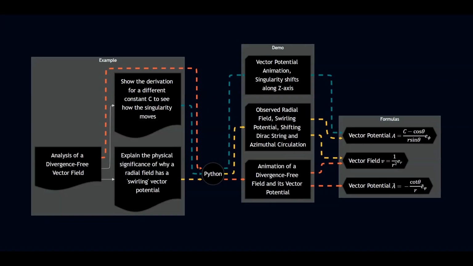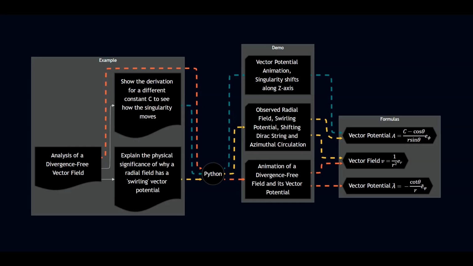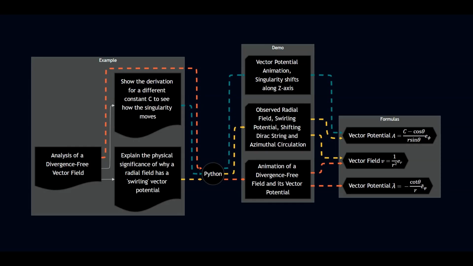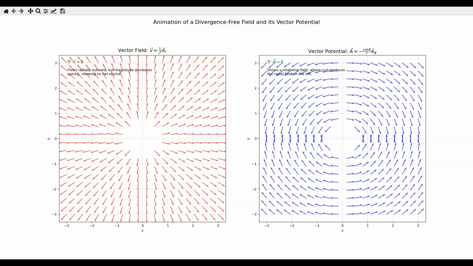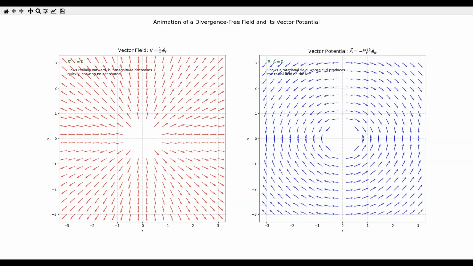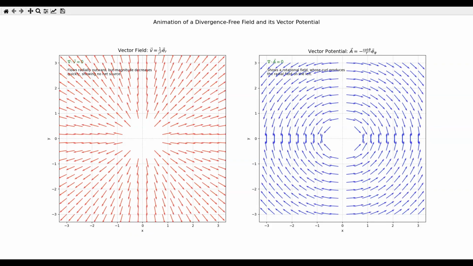The invisible vortex. How a swirling potential generates a straight-line flow. The core of this problem explores a fascinating relationship between two different types of movement: an outward-pushing flow and a hidden, circling rotation. The observable part of this system is a radial field that looks like spokes on a wheel, radiating in every direction from a single point.